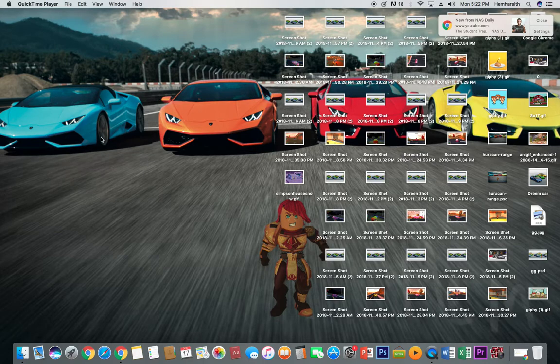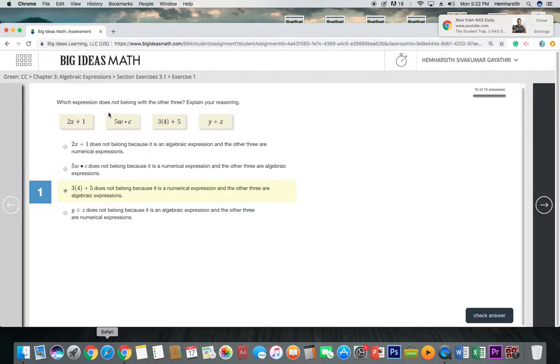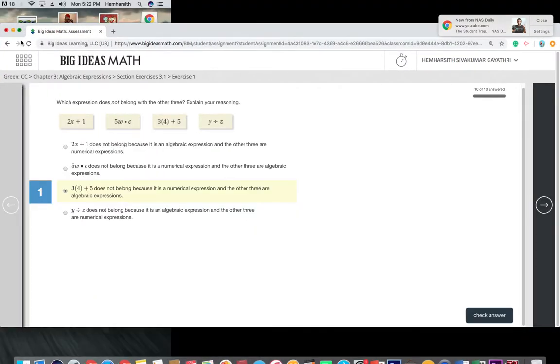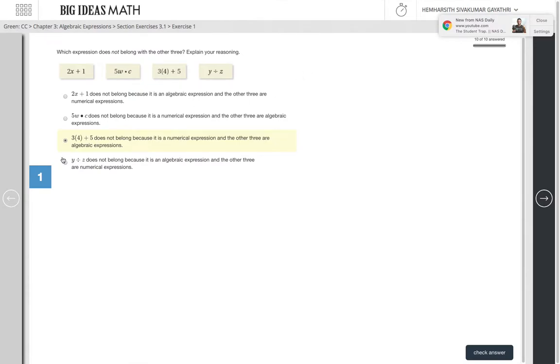As you can see from our title, today we are going to learn about algebra. So let's get started. As you know, guys, I'm doing my homework. It says, which expression does not belong with the other three? Explain your reasoning. But today I'm not going to say what is a y, what is a w, or what is a x, because we did not go over that, we just started today. So it is just our pre-knowledge checking.